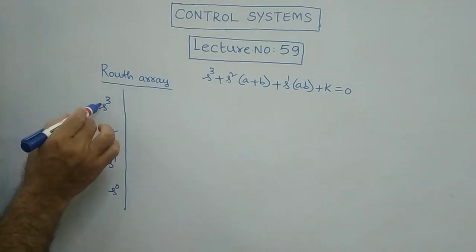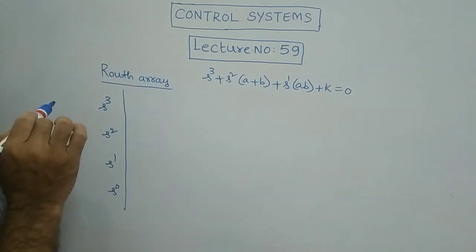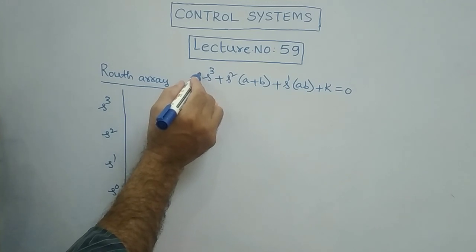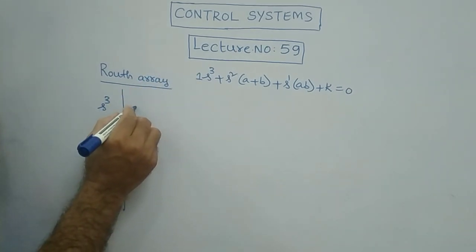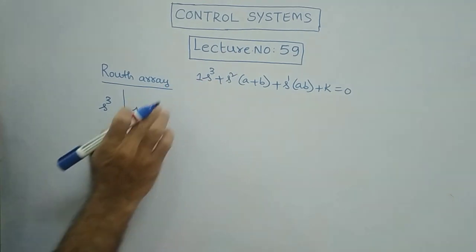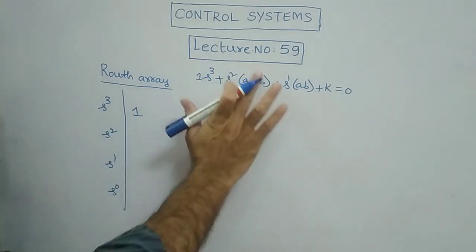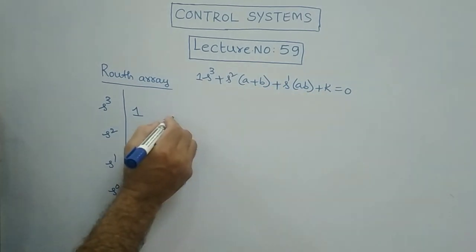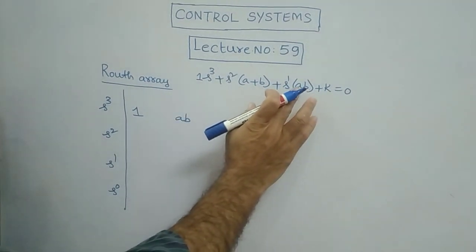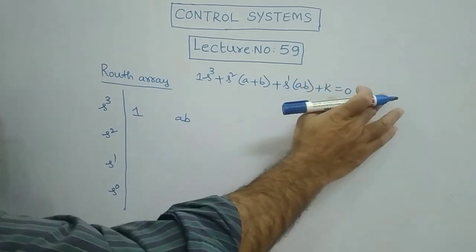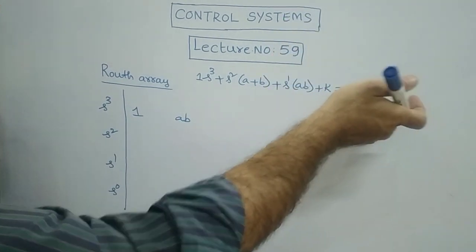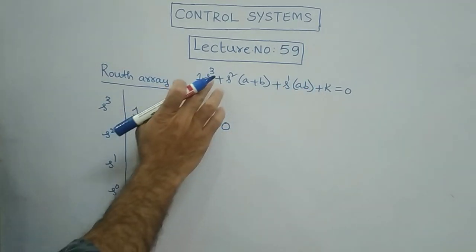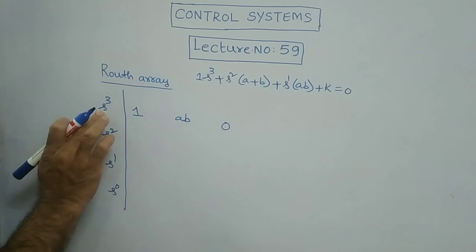Now, start from S cube. Go to the S cube term and write the S cube coefficient. Nothing is there, so the coefficient is 1. Then what is the next value you need to write? You ignore the second one and write the alternate next one, S power 1. What is the S power 1 coefficient? AB. And ignore the next, go for the next alternate, which is 0, since nothing is there.